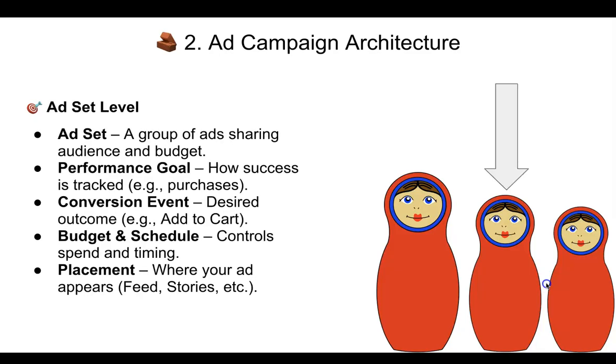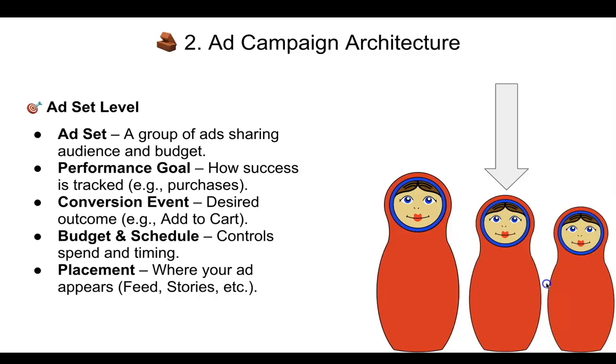Next level that we have is the ad set level. Now the ad set level is a group of ads that are sharing the audience and the budget. The performance goal is how success is tracked. So that could be through purchases, sales, visitors, whatever. It's really based on what the client is looking to get out of running ads.